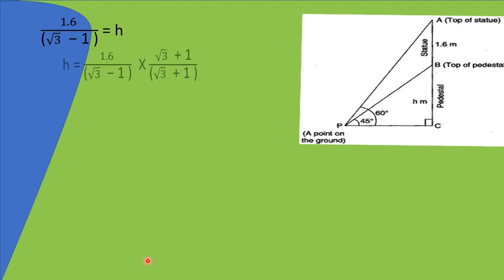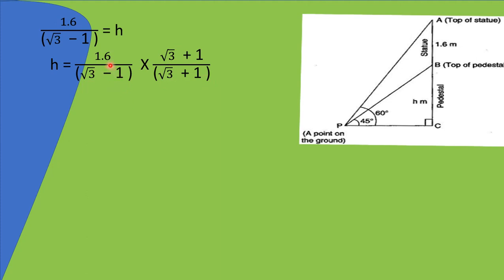rationalize the denominator, and we know how to rationalize the denominator. Whatever the quantity in the denominator, we have to multiply and divide by the same quantity, but the sign between the terms should be changed. So here in root 3 minus 1 there is a minus sign, so we have to place a plus sign. So root 3 plus 1 upon root 3 plus 1, this multiplied by 1.6 upon root 3 minus 1.